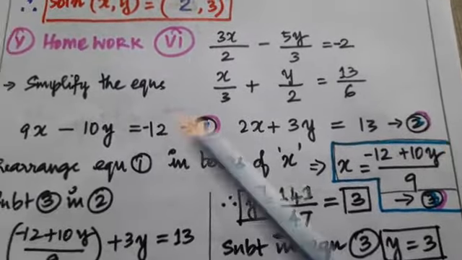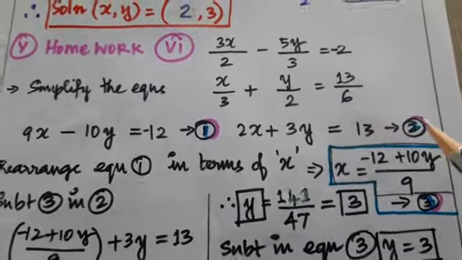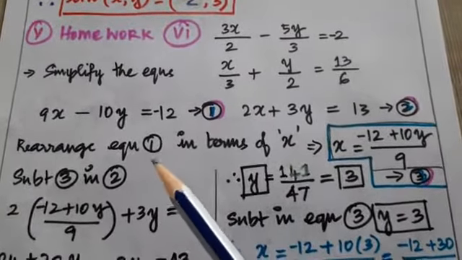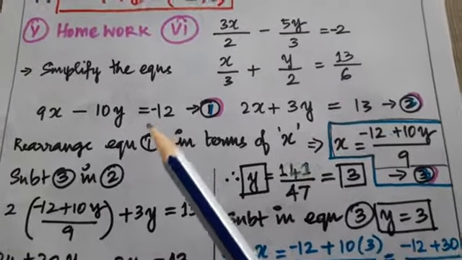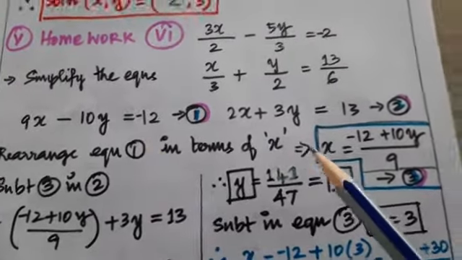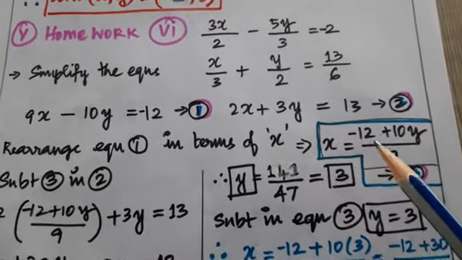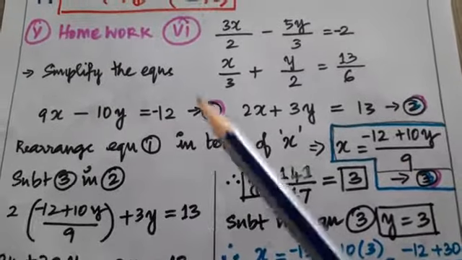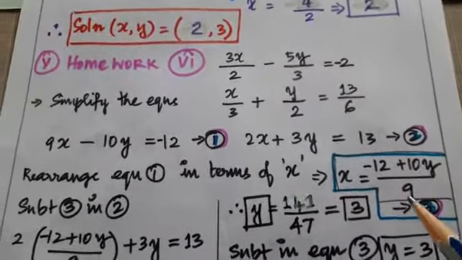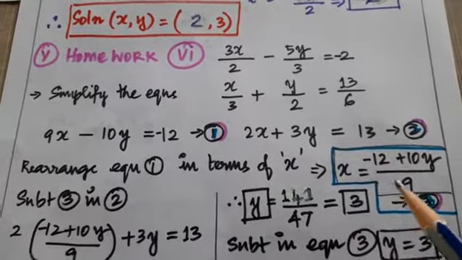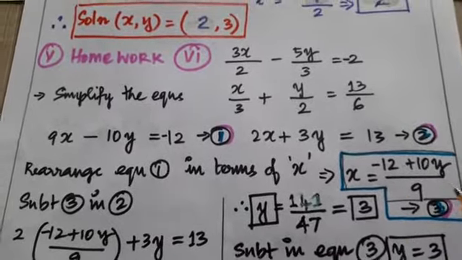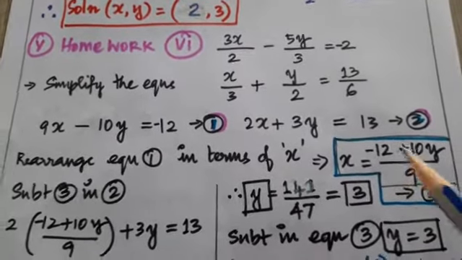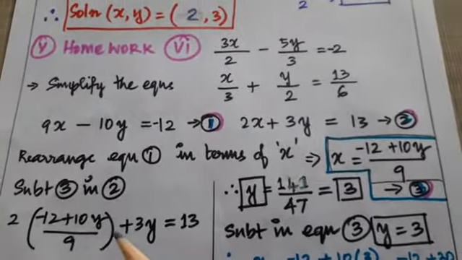Now we have a pair of equations, first one, second one. Now as usual, rearrange equation 1 in terms of x. Any equation you can rearrange. I am rearranging equation number 1. So x equal to what is coming? Minus 12, if 10y goes there, plus 10y upon 9. So the x value you are getting is minus 12 plus 10y upon 9. Take this value, the third equation, and substitute in the second equation. So the x value I am substituting here.